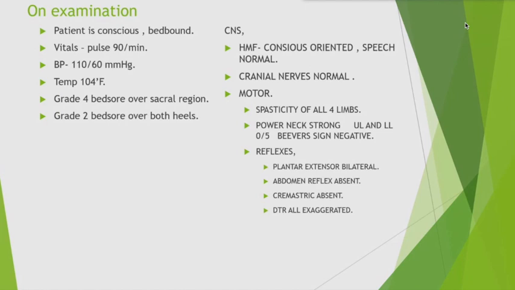How do you localize reflex wise? All the reflexes are exaggerated. So name the reflexes: the knee jerk, ankle jerk, then biceps jerk, triceps, then supinator jerk. So above C5, above biceps.